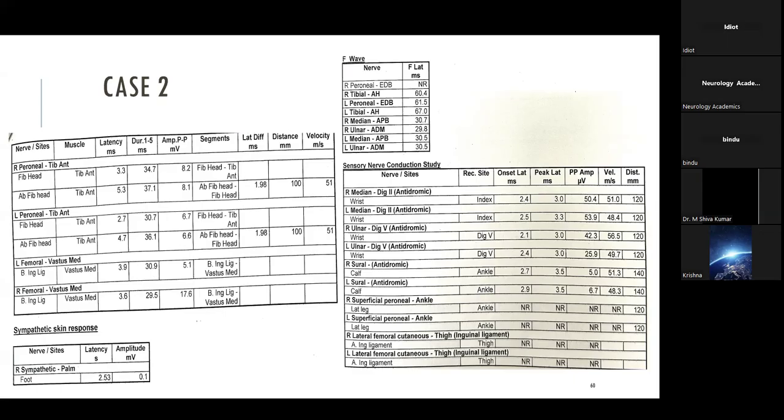So upper lumbar plexopathy, bilateral. On the left side, is there evidence for that? Yes, because all the sensory nerves are also affected, like lateral femoral cutaneous. SNAPs are absent. So bilateral.